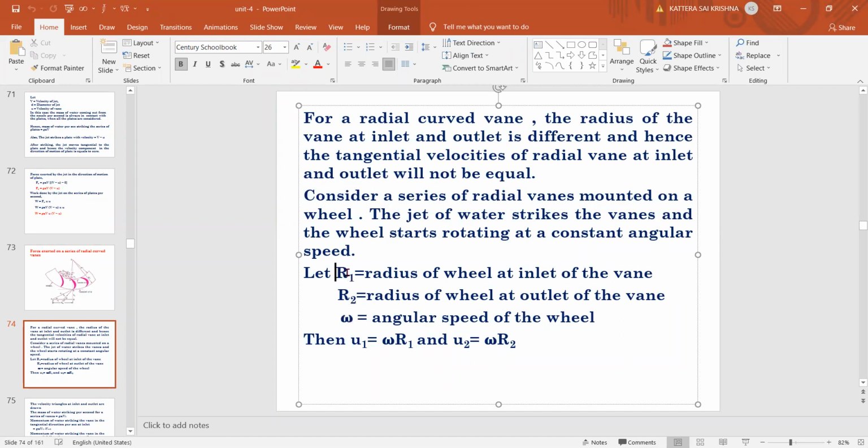Okay, so you already know R1 is the radius of the wheel at the inlet of the vane, R2 is the radius of the wheel at the outlet of the vane, right? So by using this angular speed of the wheel, we need to calculate U1, the velocity of the blade at inlet, and U2, the velocity of the blade at outlet. So these two are very important to remember, right? So U1 equal to omega R1 and U2 equal to omega R2.